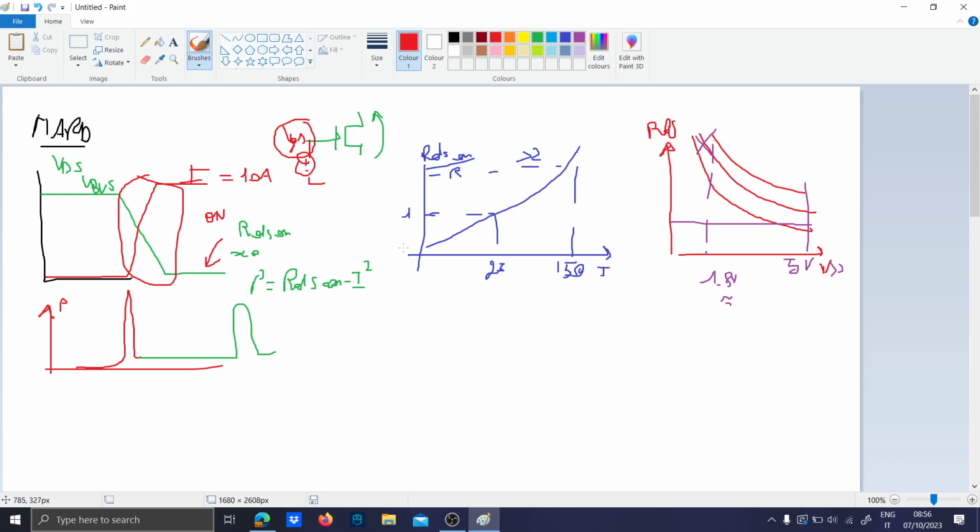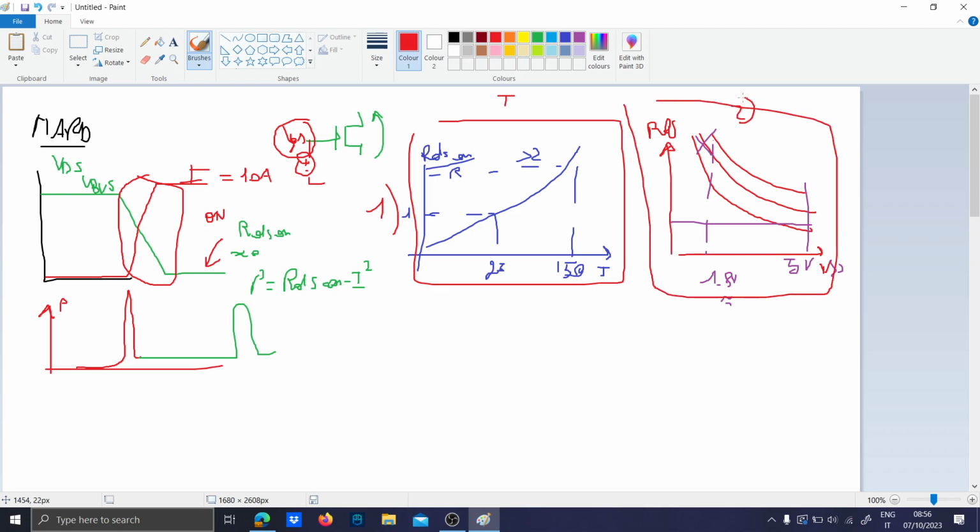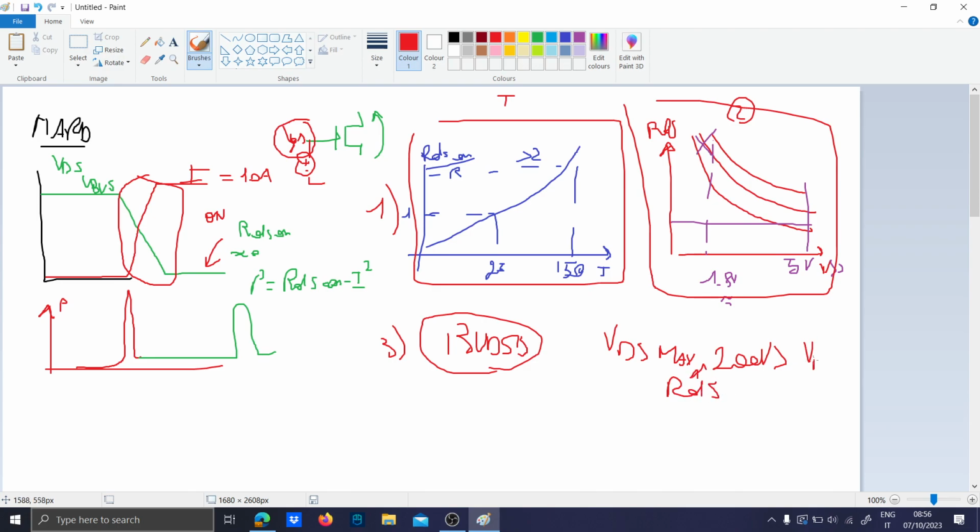Another factor on which the resistance depends: this is the first dependence on the temperature, T, this is the second dependence on the voltage VGS, and this is the third dependence, on the breakdown voltage capability of your MOSFET. So if your MOSFET has a VDS maximum block of 200 volts, you can expect to have a greater RDS on than a MOSFET with a VDS max of 50 volts, because the resistance is proportional to the breakdown voltage capability of your MOSFET by a coefficient of 2.7, if I remember correctly. So whenever you do your design, you have to take into account these three factors, which for the hard switching topologies are extremely important.